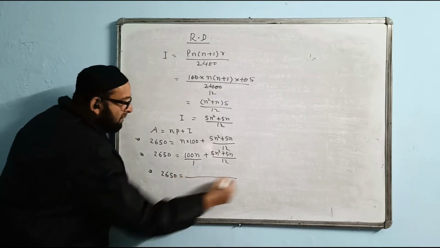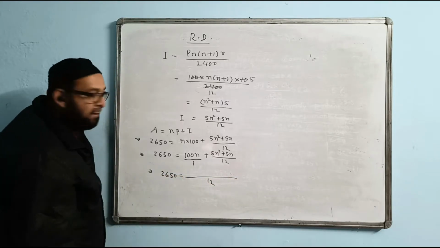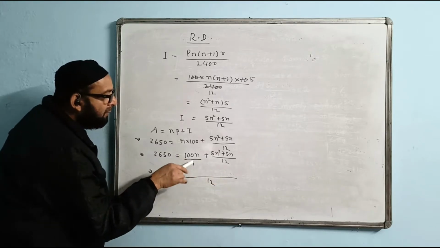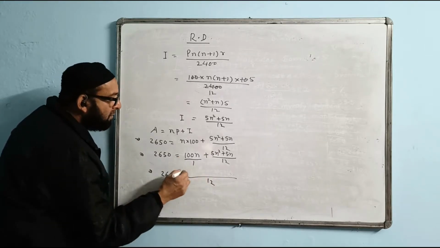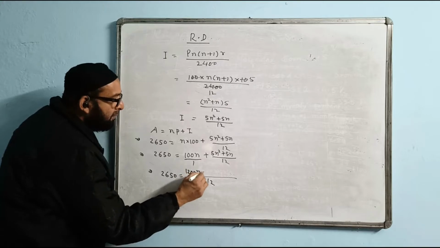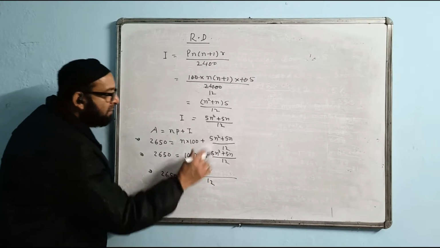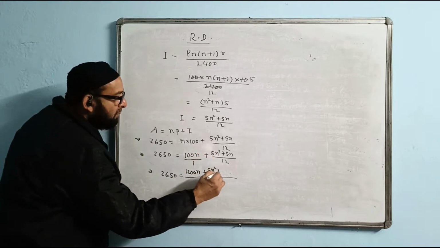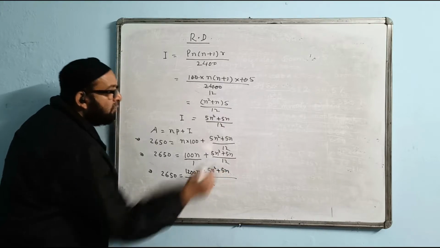The 2650 equal to LCM is 12. This 12 will multiply here and 1 will multiply here. So 12 into this is becoming 1200n, plus this one I will just copy: 5n square plus 5n, and just copy.